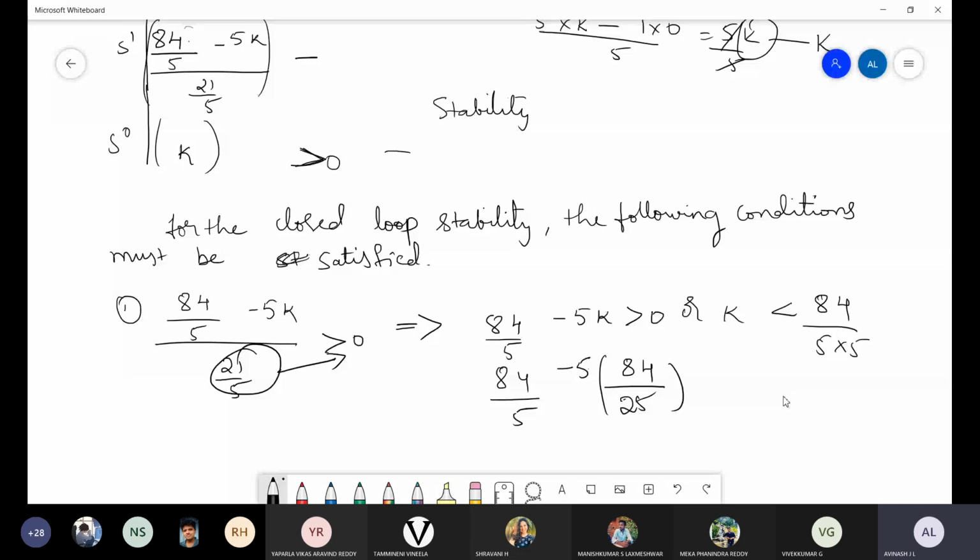So now in order to avoid the 0, the k value must be less than this particular value. Okay, less than 84 divided by 25, I can say. So when the value of k is less than 84 divided by 25, then the value of this particular thing will be positive, or else it will be negative. That is why I can say that we can consider this, 84 divided by 25. Is it clear to you?